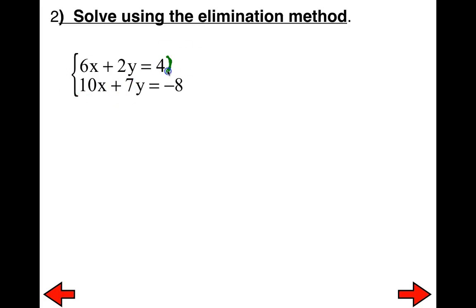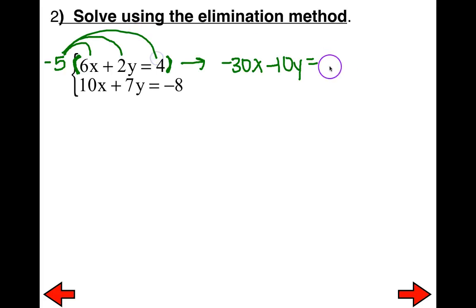So I'm going to have to change both because the lowest common multiple is 30. So this one here, because it's a 6x, I'm going to have to multiply it by 5. I do notice that they're both the same sign, so I'm definitely going to have to multiply one of them by a negative. So I'm just going to choose this one to be the negative. So this is going to change to a negative 30x minus 10y equals a negative 20.